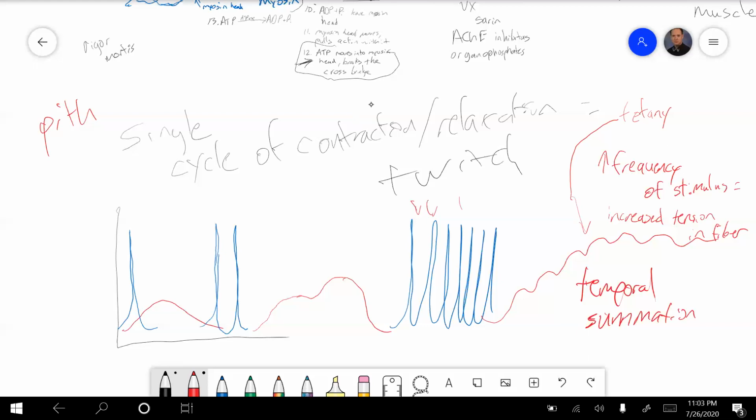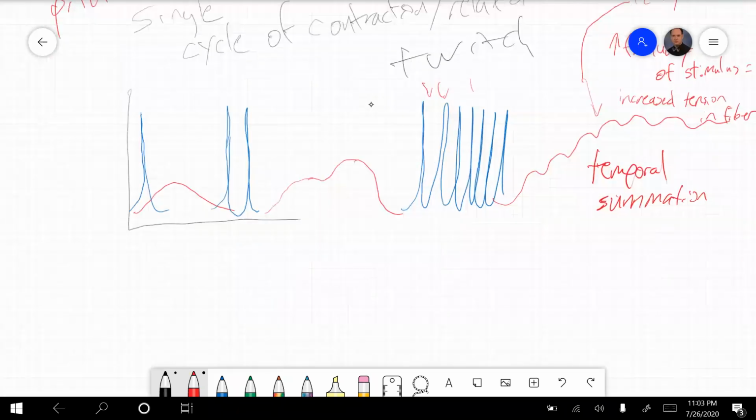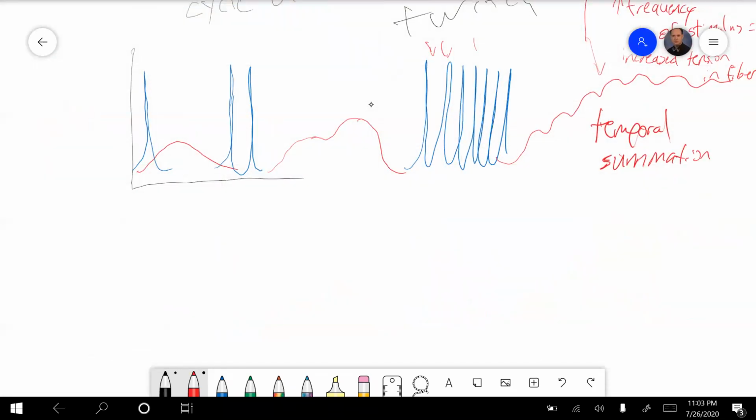So we vary the length of the fiber. When we contract muscle, we vary the length of those muscle fibers by varying the frequency of the stimulus from the brain. But muscles aren't just one fiber, right? There's a bunch of fibers. And each of those fibers has a neuromuscular junction.